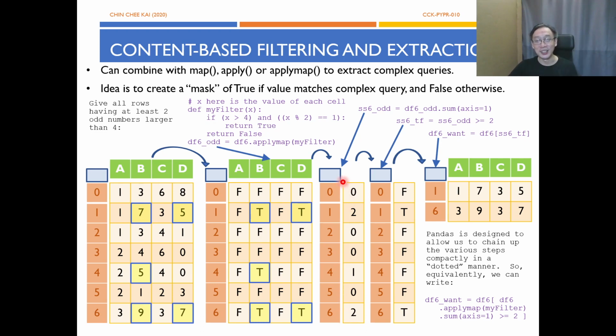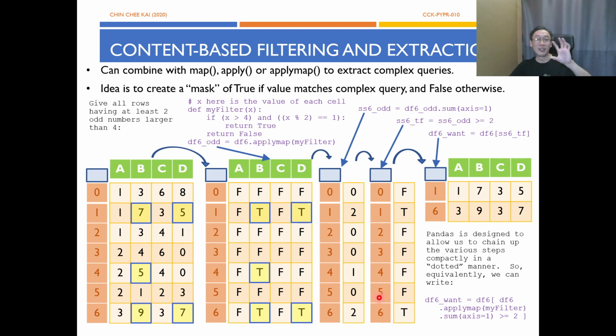Now we are ready to perform one more layer of content-based filtering. That is, in this series, the content is the count of large odds. And if the count of large odds is 2 or more, then return a true. So we convert these 0, 2, 1, 0, all these, into true or false, such that if it's 2 or more, then it is true. That's very simple, right? We learned that, I won't say day one, but video one. We just say SS6 odd, greater equal to 2, finish. And that will result in a mask SS6 true false that looks like this.